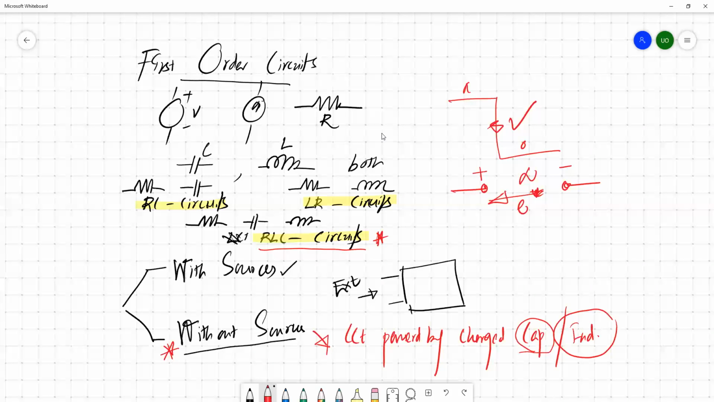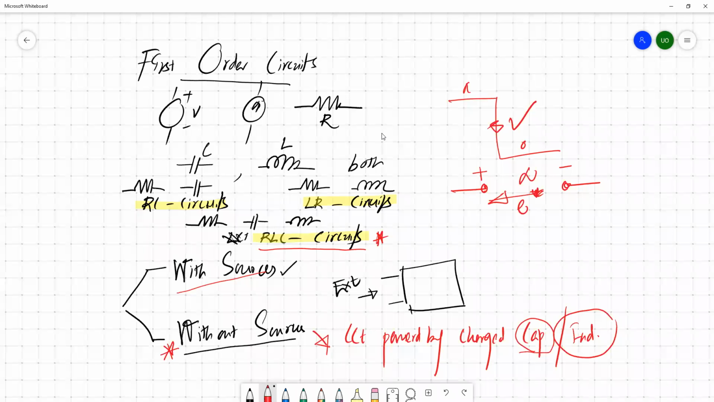With sources means we have capacitors and inductors in the circuit, but they don't have any initial energy. Then, to charge them, we have to plug in an external source, a battery or a power bank or a kind of DC voltage source. So in that case, we are discussing the impact of sources.